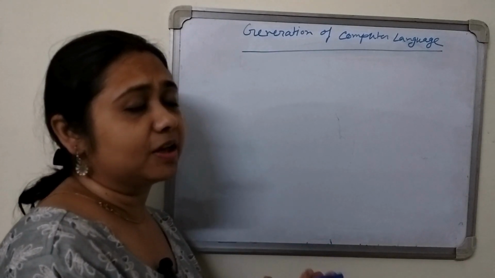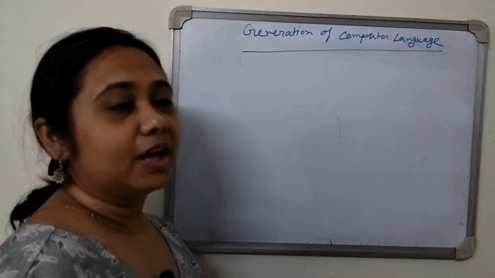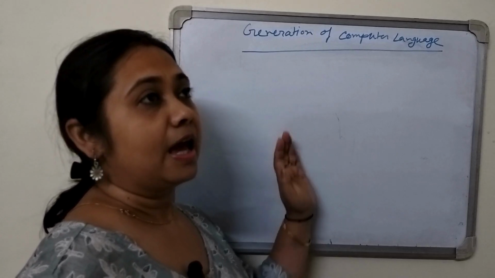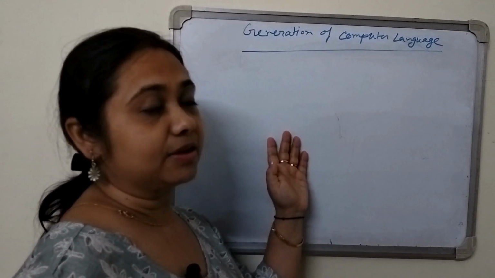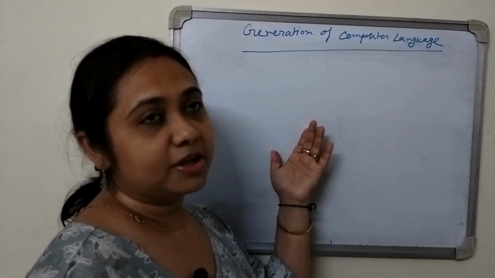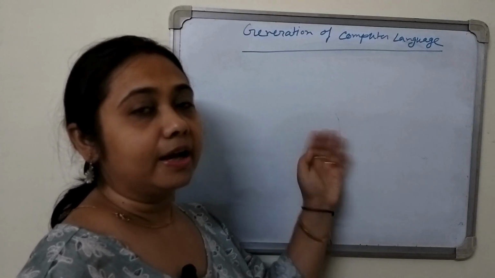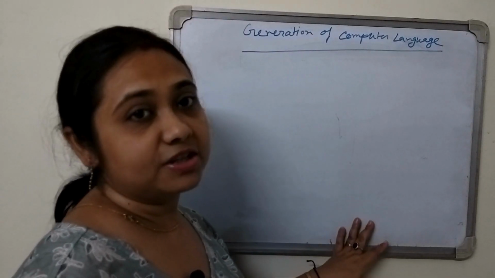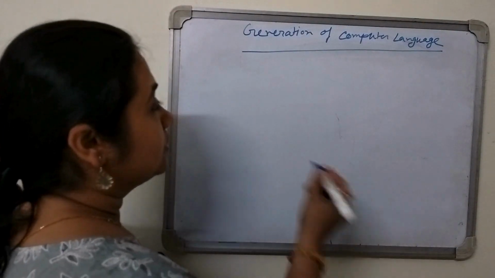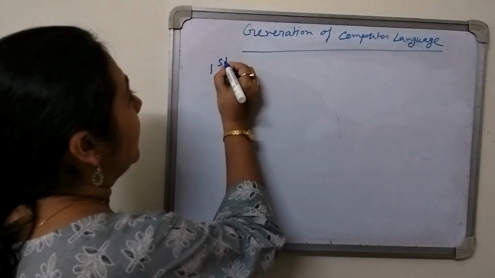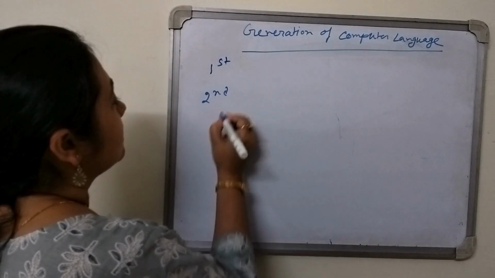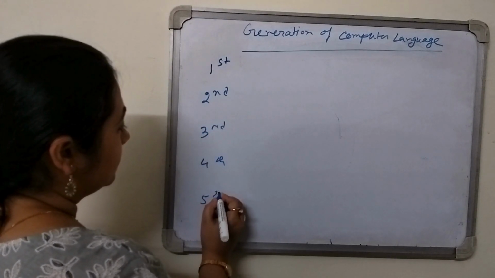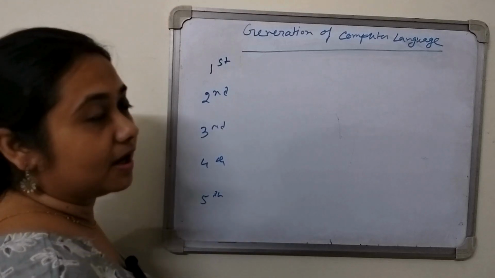Previously, we have learned that computer language is differentiated into two parts, that is the high level language and low level language. And in these languages we have learned the machine language, assembly language, and high level language. So now these languages are differentiated into some generations. So how many generations do we have? First, second, third, fourth, and fifth. These five generations are there.